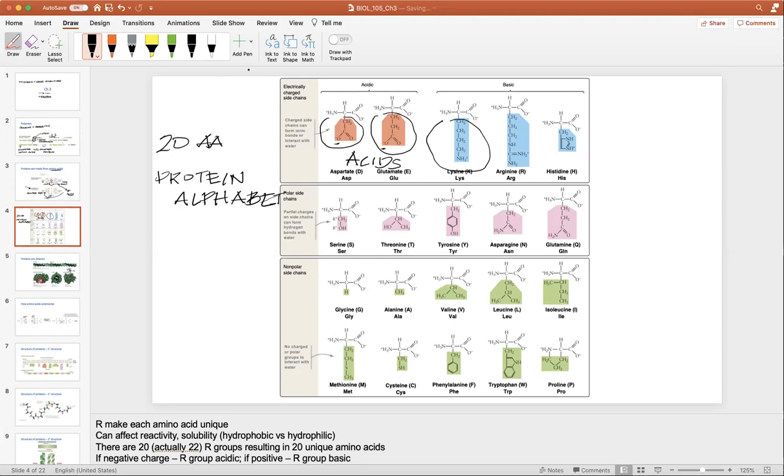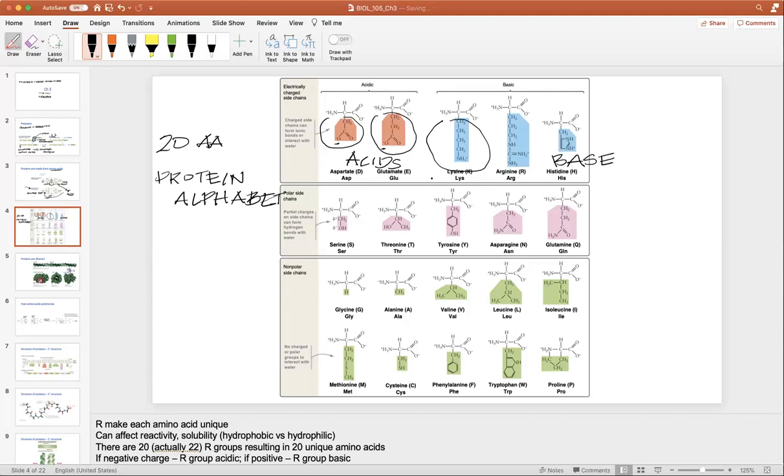The opposite is true for these guys here. Do you see that this NH3 has a positive? We've got a positive charge there. We've got a positive charge there. So if on an R group you see a positive charge, that means it has accepted a proton and it is a base.